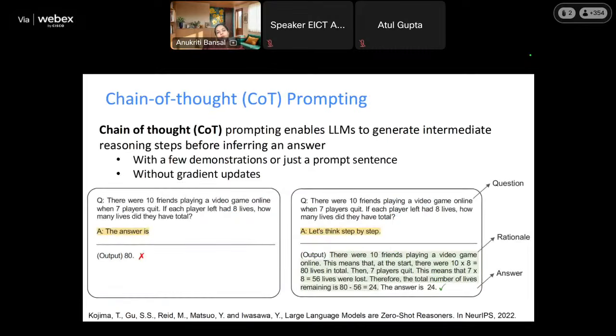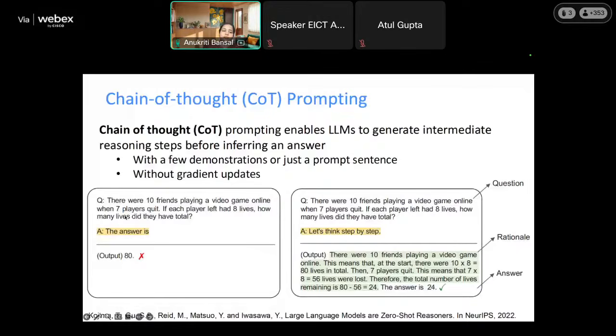There is one more prompting technique which is very popular, and it is called chain of thought prompting. So let's understand this with an example here. Chain of thought prompting was proposed by two different papers in NeurIPS in the same year, 2022. They both proposed chain of thought prompting. Okay. And what is chain of thought prompting?